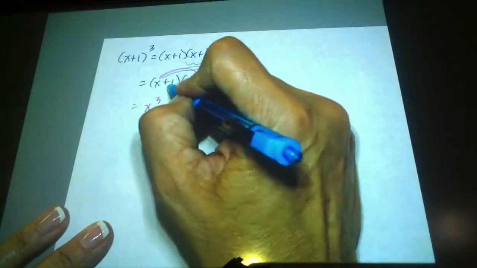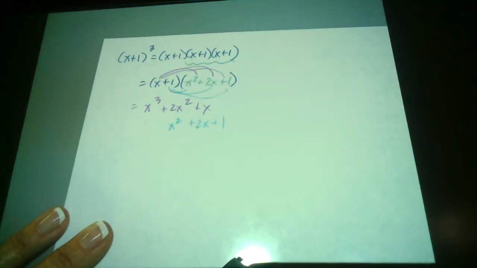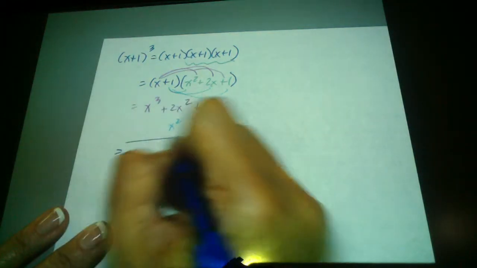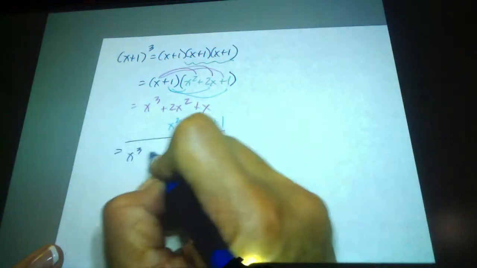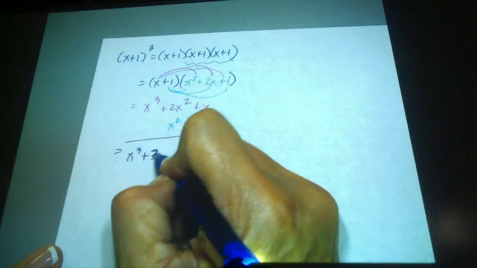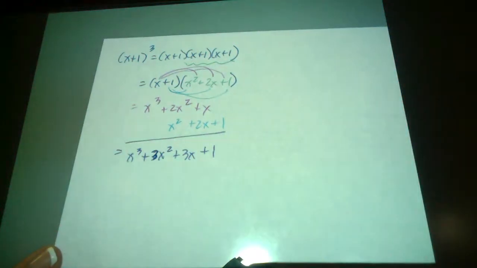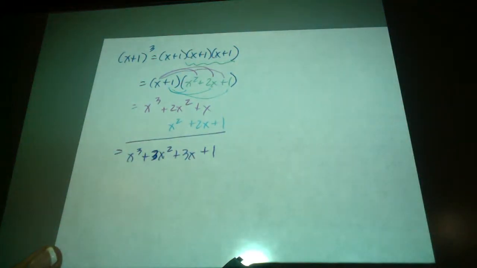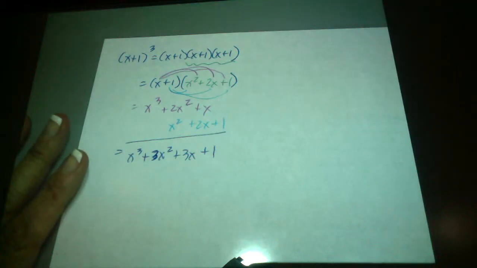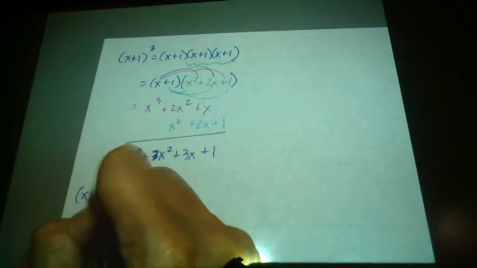Then I'm going to distribute my 1. 1 times x squared is x squared. 1 times 2x is 2x. And 1 times 1 is 1. Collect like terms. We get x cubed plus, I have 2x squared and 1x squared, so isn't that a 3x squared? 1 plus 2, 3x plus 1. No, we're not done though, right? So that's just our x plus 1 cubed. So then we still need to do x plus 1 cubed times x minus 3. Yeah, minus 3.